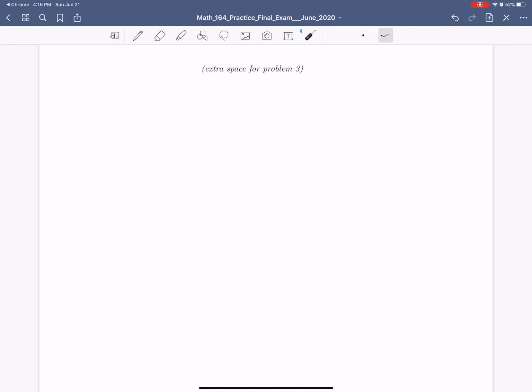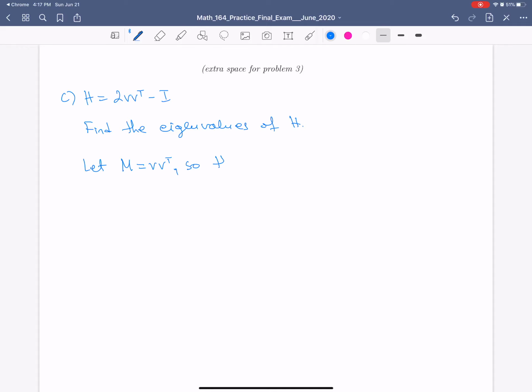Okay, I think we need a new page. So H is 2VV transpose minus the identity, and we want to find the eigenvalues. Now, pay attention to this matrix. Let me call this matrix something else, maybe M, for example. So let M equal VV transpose, just to isolate that rank one matrix, so that H equals 2M minus I.